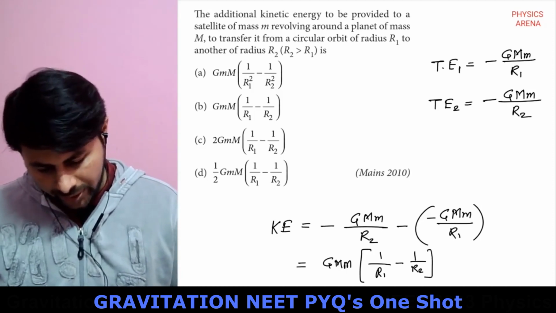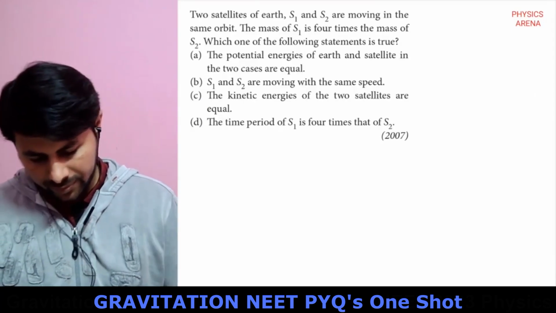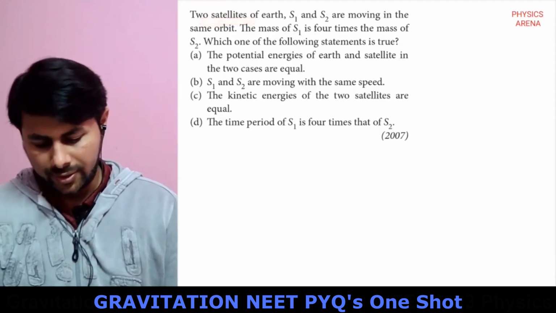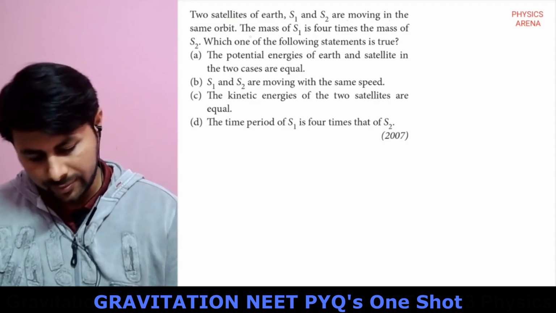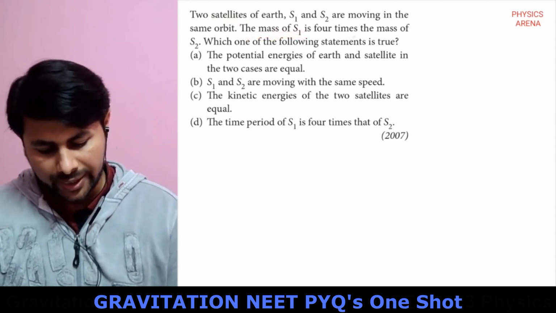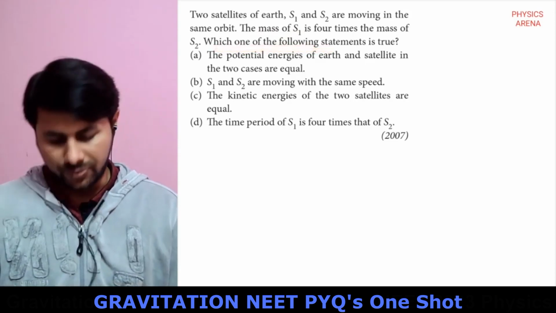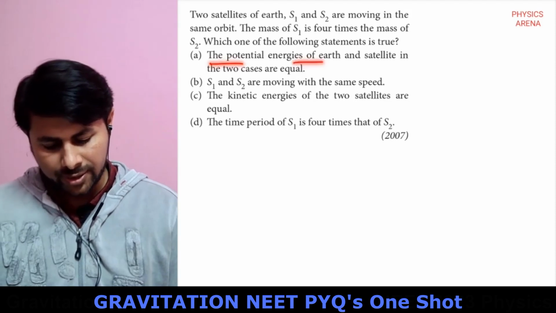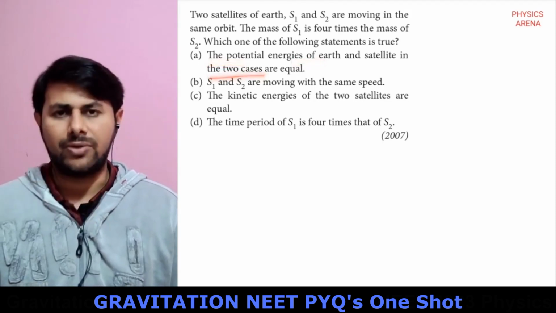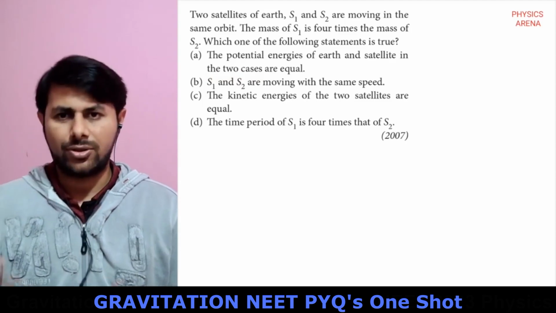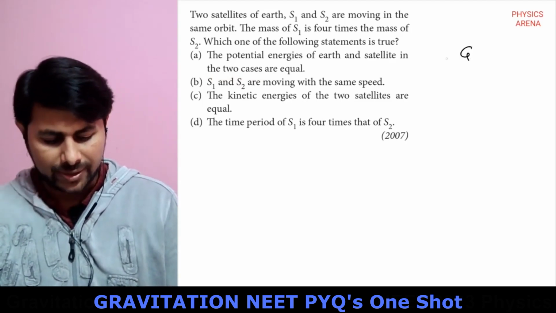Okay, so option B is the answer. Next question. Two satellites of Earth, S1 and S2, are moving in the same orbit. The mass of S1 is 4 times the mass of S2. Which one of the following statements is true? The potential energies of Earth and satellite in the two cases are equal. So this is not true, because potential energy depends on mass.